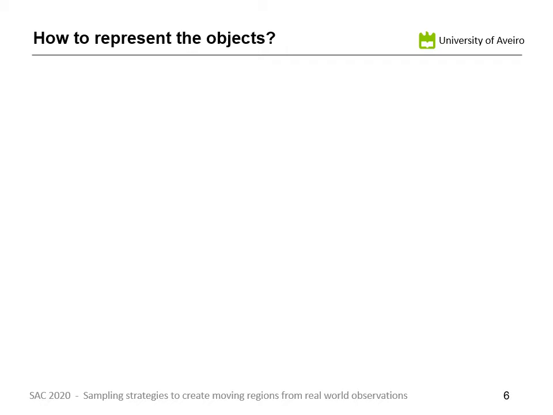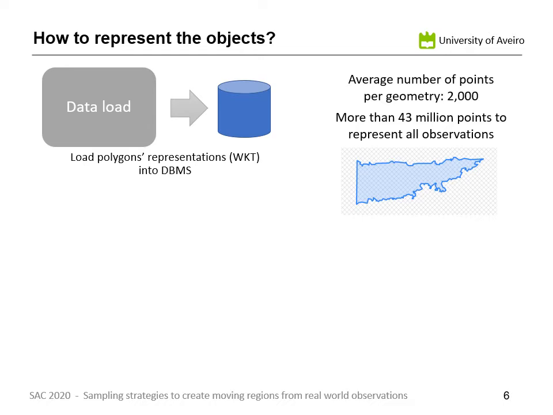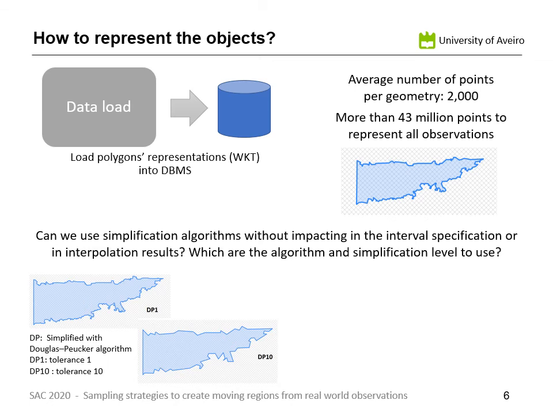The first one is related to accuracy of representation. The polygons resulting from segmentation had an average number of 2,000 points. This leads to more than 43 million points to represent the entire dataset. Such a number of points would impact the performance of spatial temporal operations. There exist in the literature several simplification algorithms that could reduce the number of points used to represent each polygon. But how would polygon simplification impact region interpolation quality?